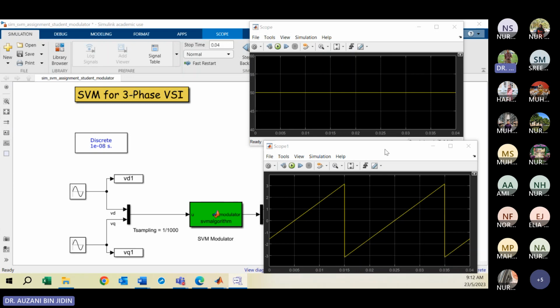Okay, you may proceed to do the next part, to calculate the alpha and detect the sector. Okay, okay.